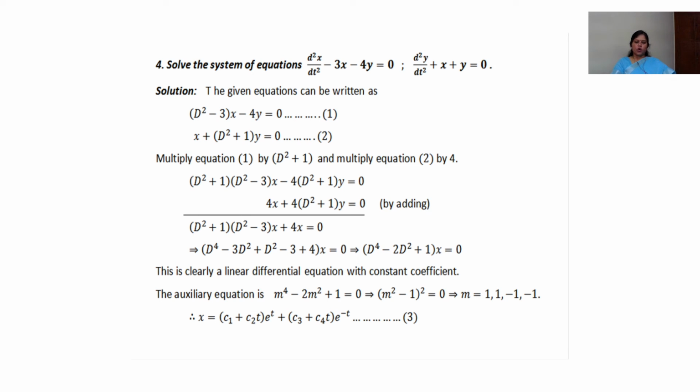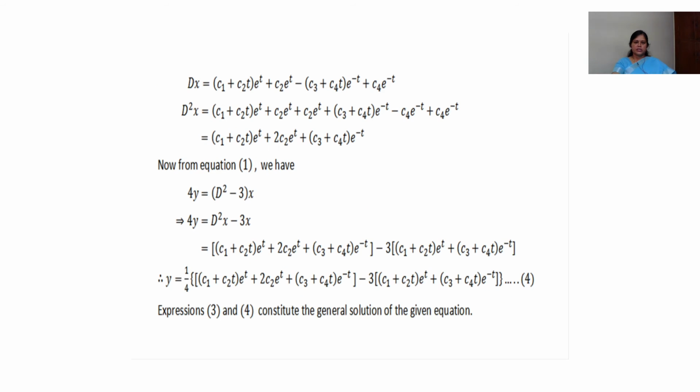So that's why we are writing the complementary function. Here the complementary function itself is the x value, because the right side value is 0. So x is equal to c1 plus c2 into t, e to the power t, plus c3 plus c4 into t, into e to the power minus t. This is our x value. So using this x value we are going to find the y value from the given equations. We can substitute the x value in any one of the given equations and solve it, and we will get the y value. That we will see now. If we go for equation 1, 4y is equal to d square minus 3 into x, that means d square x minus 3x.